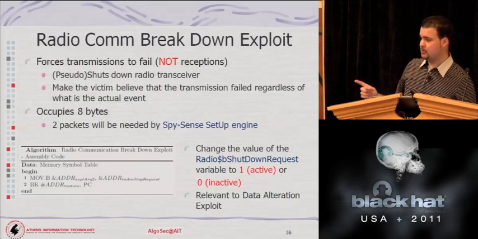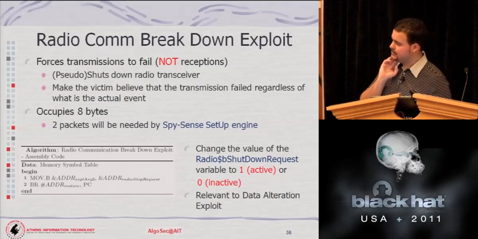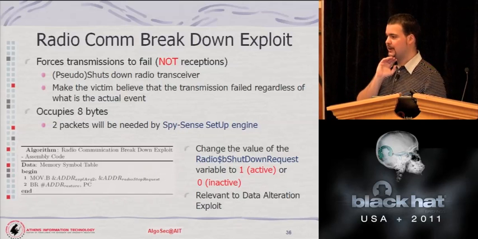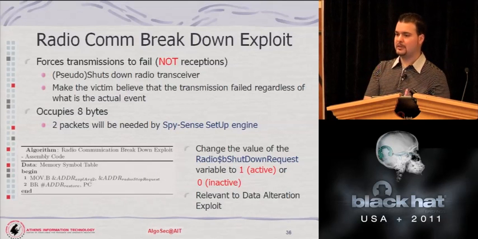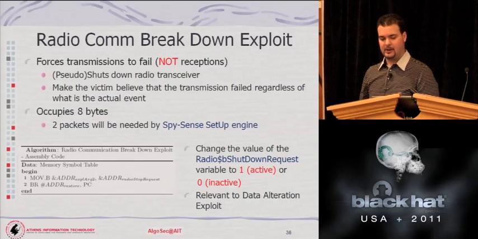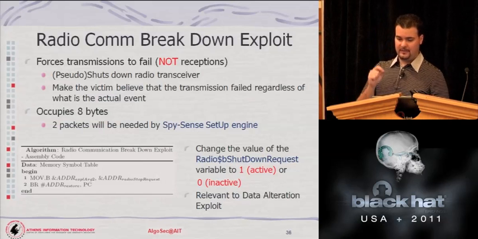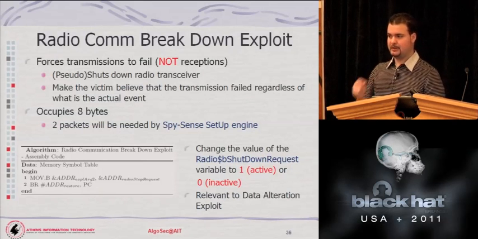Finally, the radio communication breakdown exploits. This is pretty fancy because we are using, again, one of the vulnerabilities that are not found in the application layer of the node. They are found in the MAC layer. What they are using is a variable called the B shutdown request. This is actually the variable that the node checks before transmitting a message.